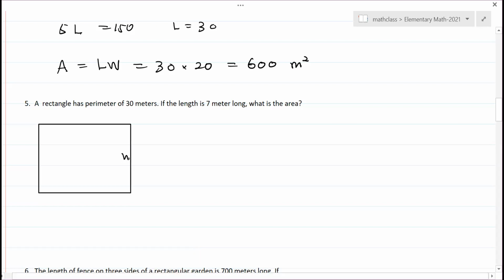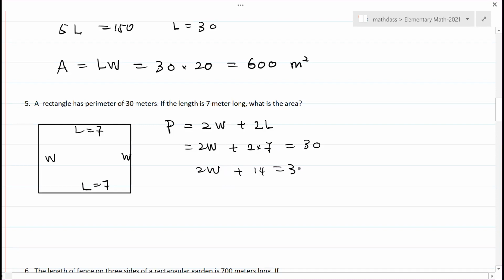So this side is the width, this side is the length. So the length is going to be 7. We don't know the width, okay? So the perimeter is going to be 2W plus 2L, right? So 2W, I don't know, but 2L, I know that's going to be 2 times 7, which is supposed to be 30. So we're trying to figure out what is W, okay? First of all, 2W plus 14 equals 30. This is a simple equation we have to solve.